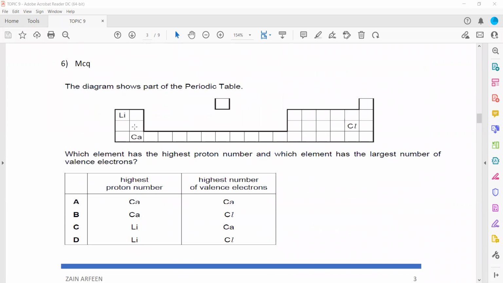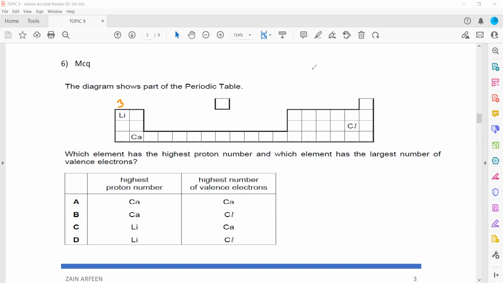The diagram shows part of a periodic table. Which element has the highest proton number and which element has the larger number of valence electrons? Valence electrons means the number of electrons in the last shell. So the highest proton number, that is the atomic number. So you will use a periodic table.